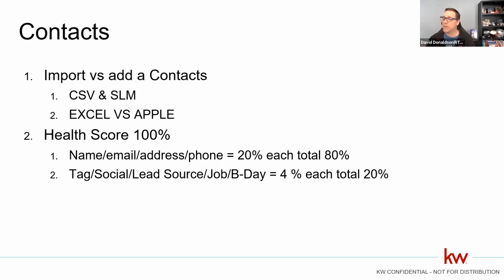In order to get 100% for a contact, you get 20 points each. Name, that's easy. It's kind of like an SAT score. You get 20 points for your name. Email address, phone number, and home address. Each of those 20 points gets you to 80%. So they're the important items.